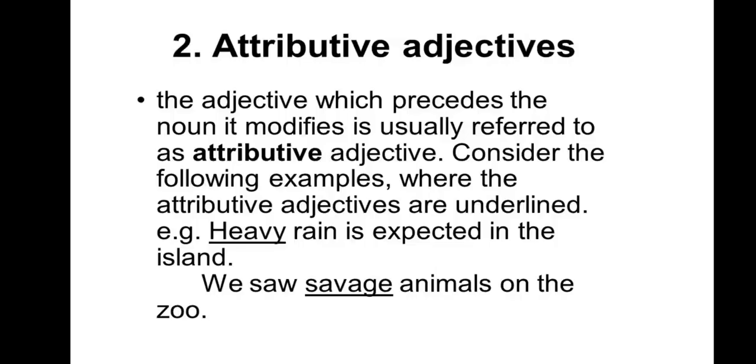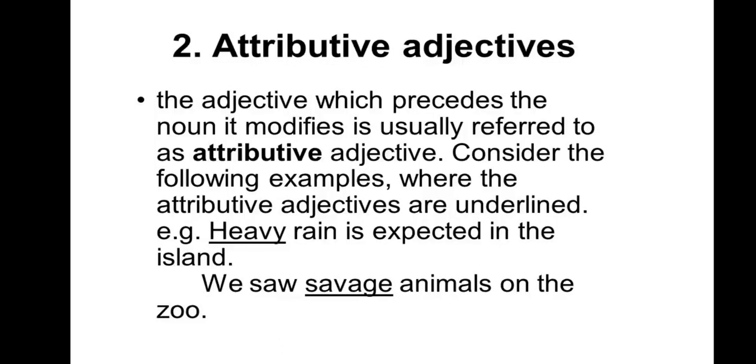Fine. Again, a few more examples of attributive adjectives. Heavy rain is expected in the island. Attributive adjectives always come in front of the nouns. So the noun here is rain and the attributive adjective is heavy.